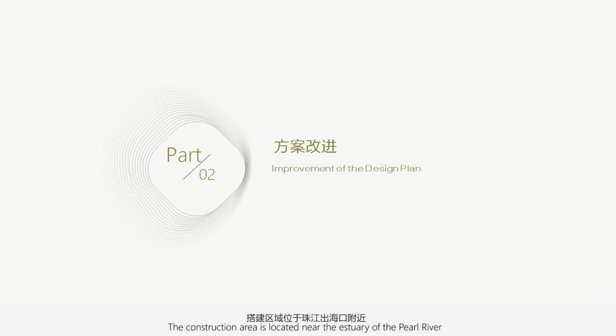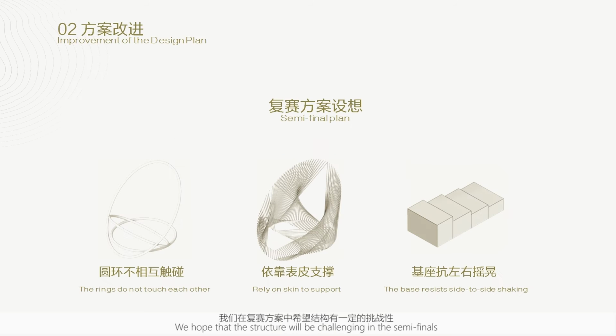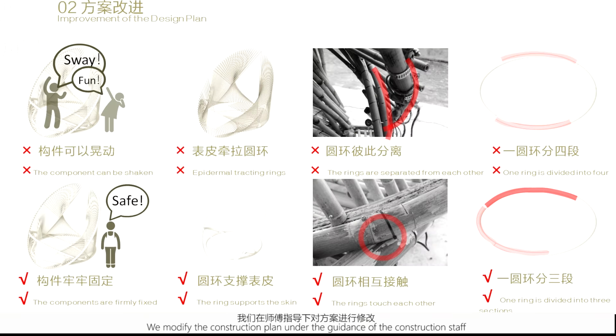The construction area is located near the estuary of the Pearl River and needs to be resistant to typhoons. At the same time, to ensure the safety of bird-watching activities, the structure of the semi-final plan has been adjusted. We hope that the structure will be challenging in the semi-finals, so we put forward 3 points. We modify the construction plan under the guidance of the construction staff.